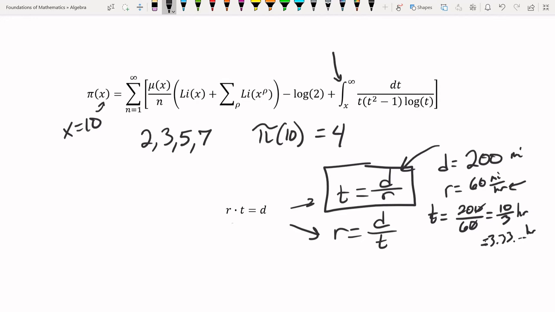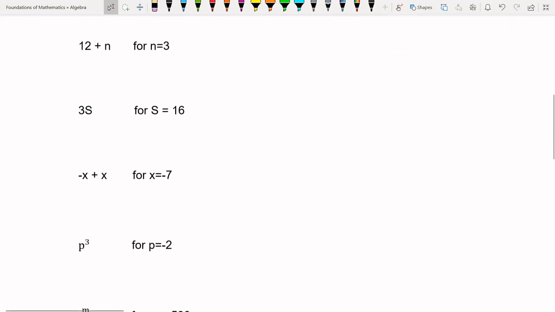All right, let's look at some formulas and some given values. So for this first one, we have 12 plus n, and we're solving it for when n equals 3. All we have to do is plug in n equal to 3 right here. Whenever you plug it in, you should put it in parentheses.